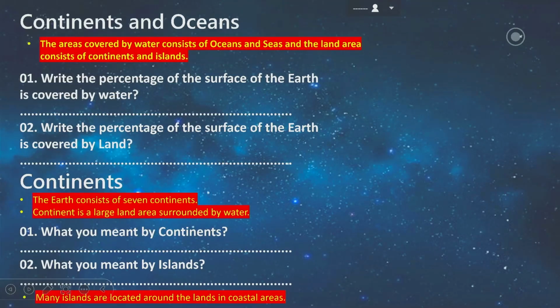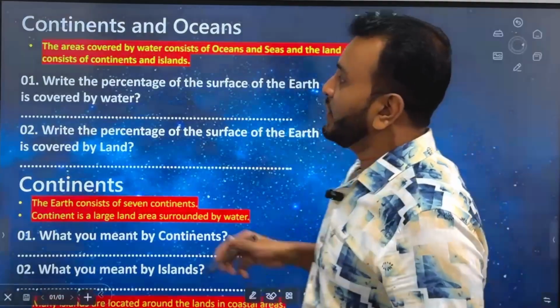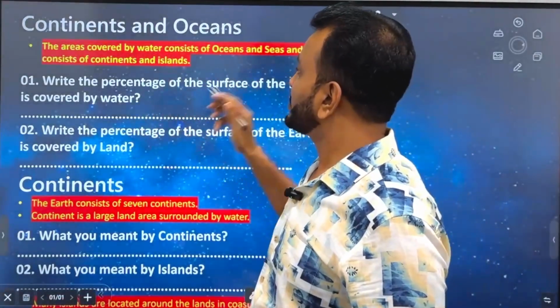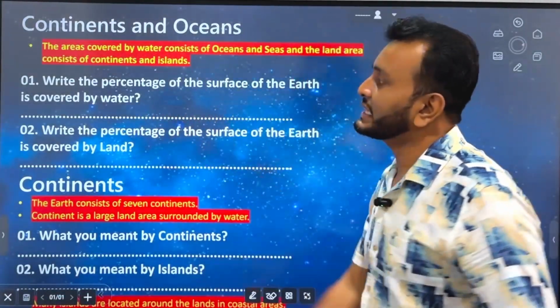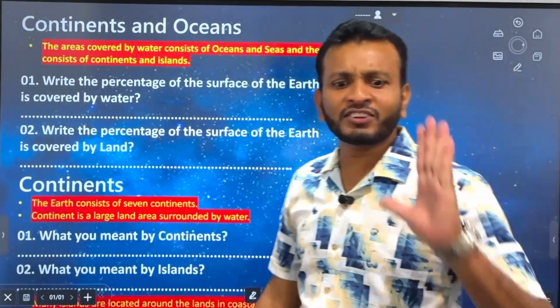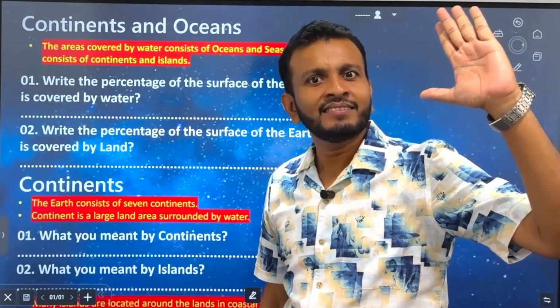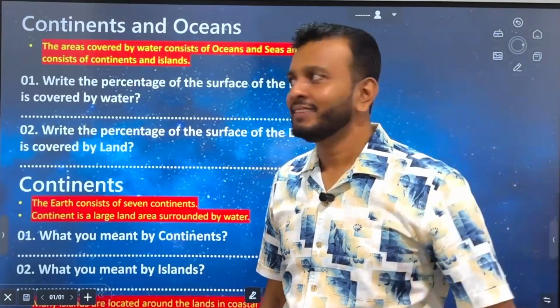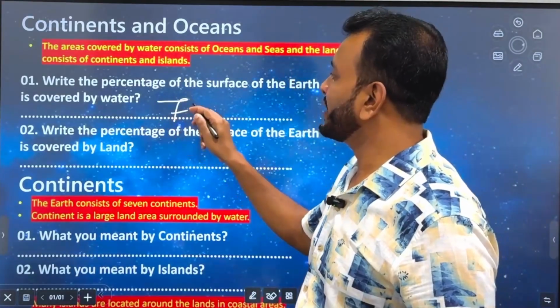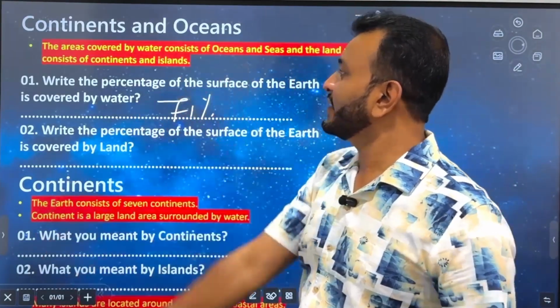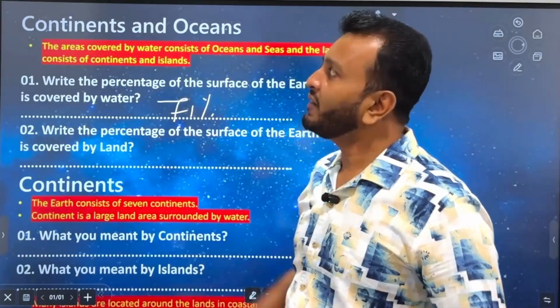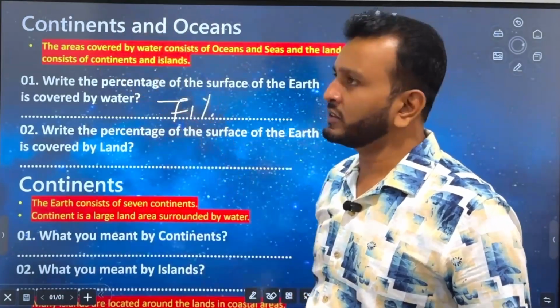Okay, the question is: write the percentage of the surface of the earth that is covered by water. 71. 71%. Our topic is continents and oceans.